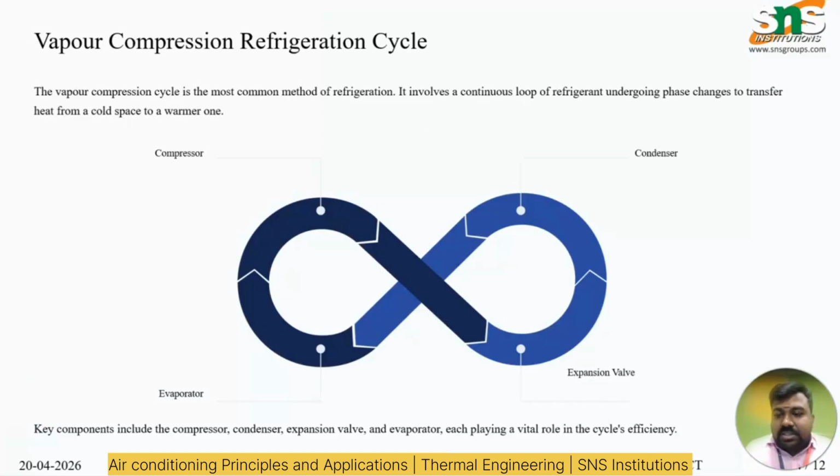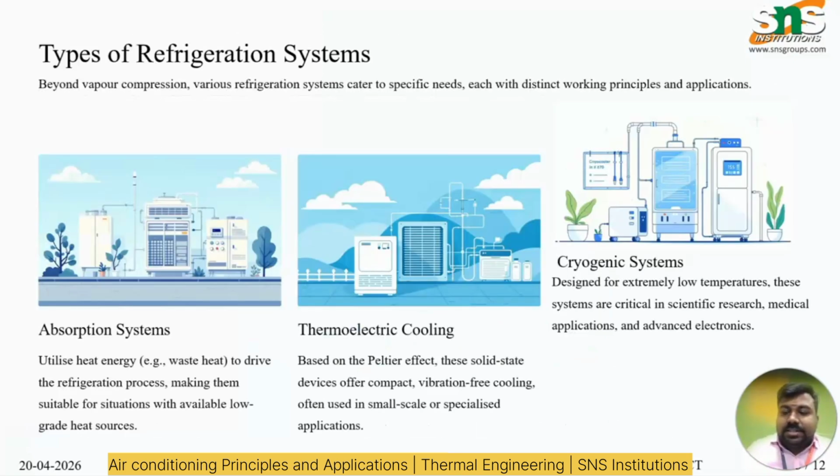So in the previous lecture series, we already discussed the main components of vapor compression refrigeration cycles: condenser, expansion valve, evaporator and compressor. The vapor compression cycle is the most common method of refrigeration. It involves a continuous loop of refrigerant undergoing phase change to transfer heat from the cold space to the warmer space. So these are the types of refrigeration system.